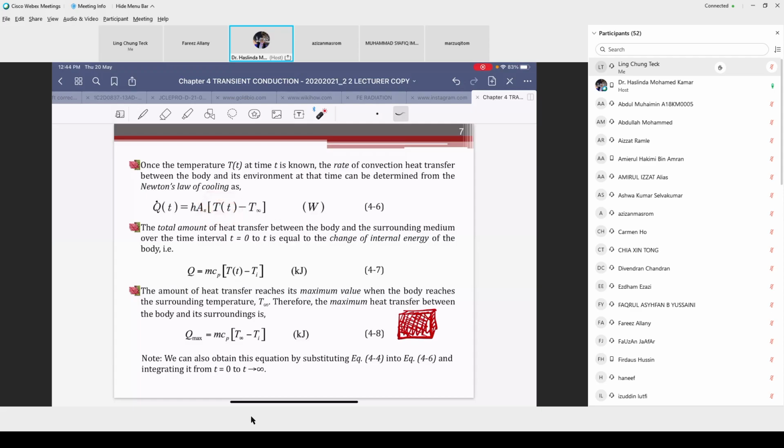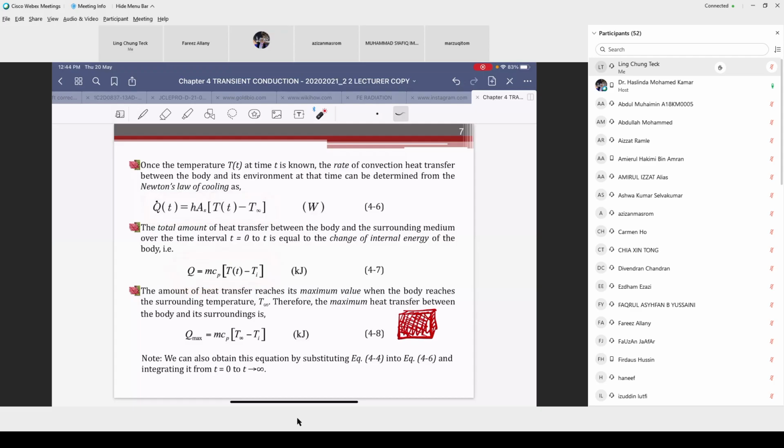Do you see? At temperature T, at 5 seconds, what is the heat transfer rate? So this is the equation to be used, because the temperature value is the temperature at that particular time, the time that we are considering. Do you understand? Okay, easy.